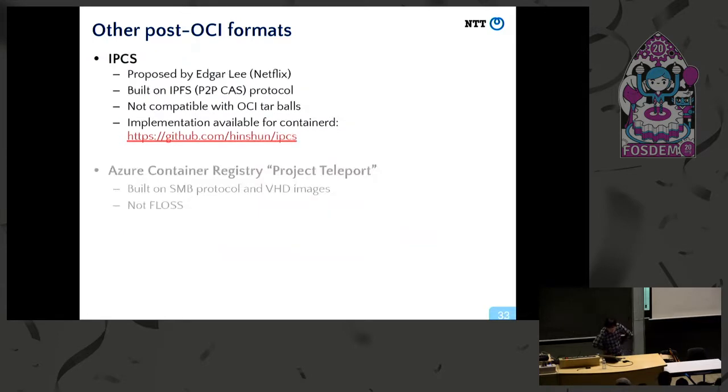And there is also IPFS-based distribution proposed by Akihiro at Netflix. The format is built on IPFS, which is P2P storage. This is not compatible with OCI tarballs, but we already have an implementation for containerd. And also, Microsoft Azure built something similar using a WebAssembly protocol and OCI images, but this project is not free software at this moment.